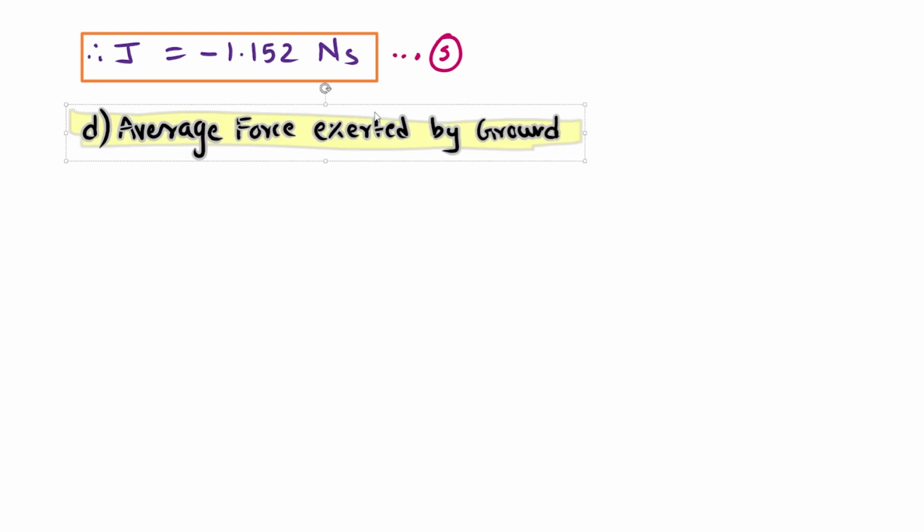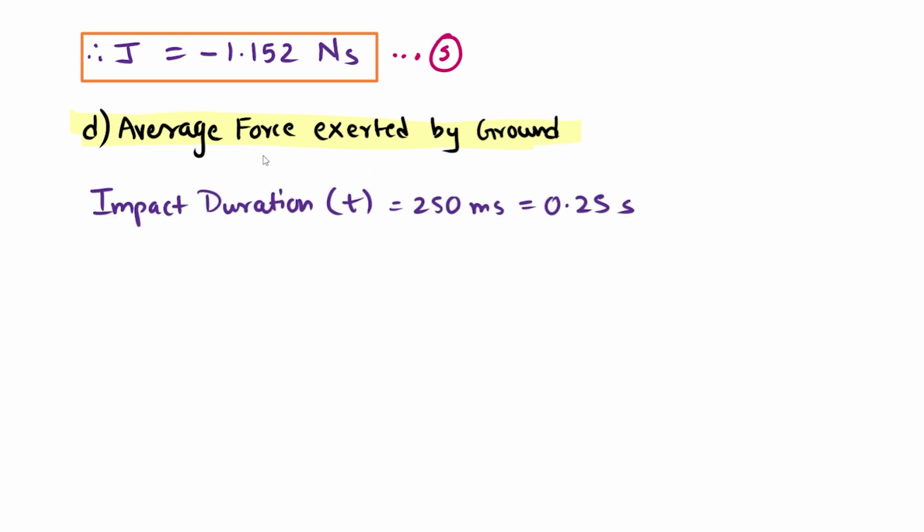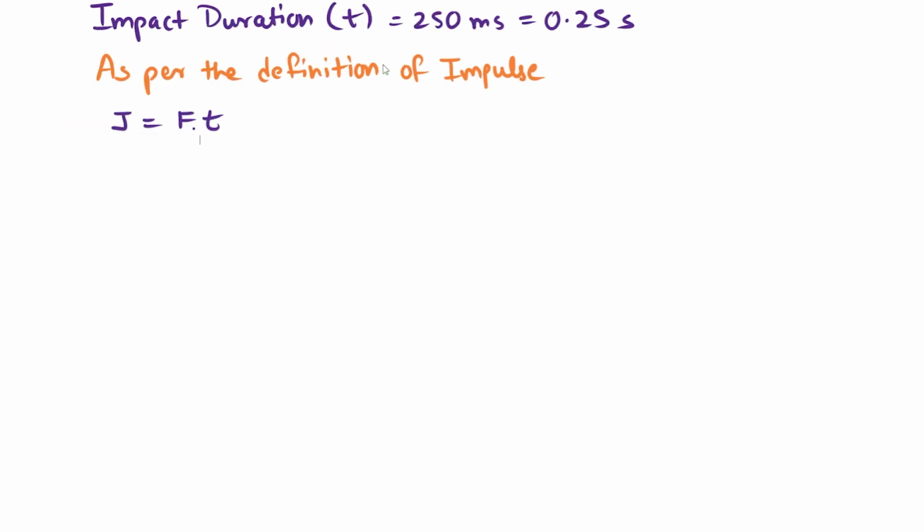Okay, in the next sub question of the numerical, we are required to calculate the average force exerted by the ground. We have been given an additional quantity for this sub question, the impact duration or time of impact, given as 250 milliseconds, which if we convert into seconds becomes 0.25 seconds. Now we have multiple formulas or ways to calculate force in physics, but as per the quantities we know, that is time, and we have already calculated impulse, we can use the definition of impulse, as impulse is also said to be force into time. So from this formula, force is equal to impulse divided by time.